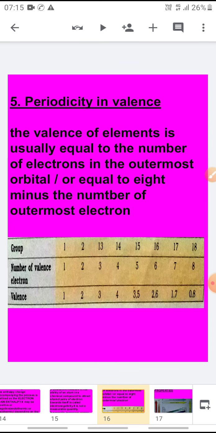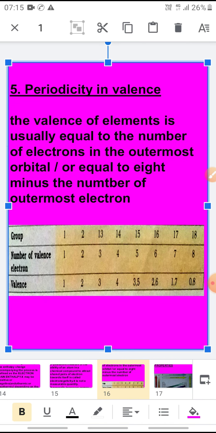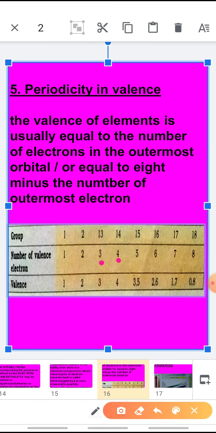Next, the fifth property is periodicity in valency. The valency of an element is usually equal to the number of electrons in the outermost orbital, or 8 minus the number of electrons in the outermost orbital. Now you can see how the valency changes from left to right. For the first element, the number of valence electrons is 1, then 2, then 3, then 4, then 5, then 6, then 7, and then 8.